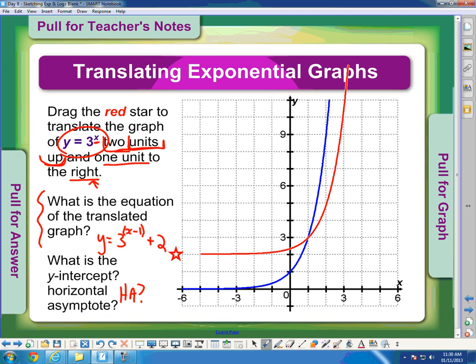Let's think about what the original did. So if I drew an original horizontal asymptote, it would be right along here. Now, if the graph moves, then the horizontal asymptote's got to move as well. So how does this horizontal asymptote move?